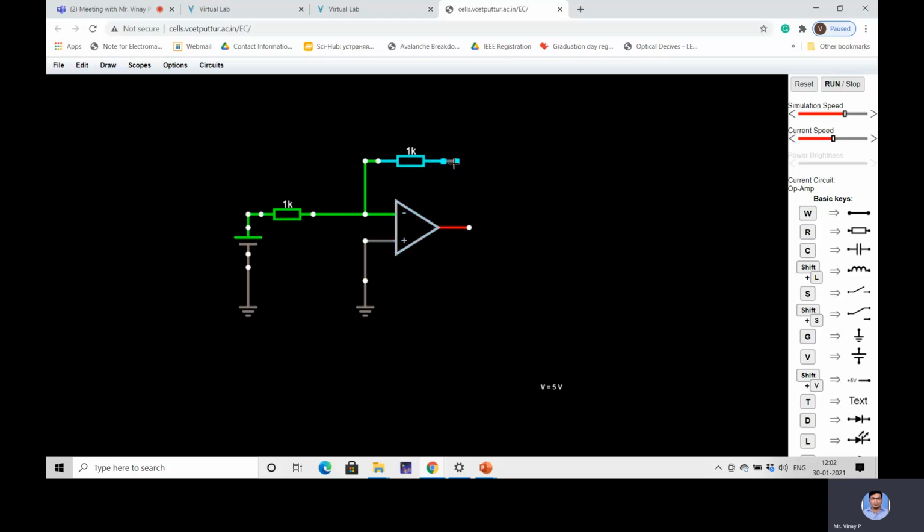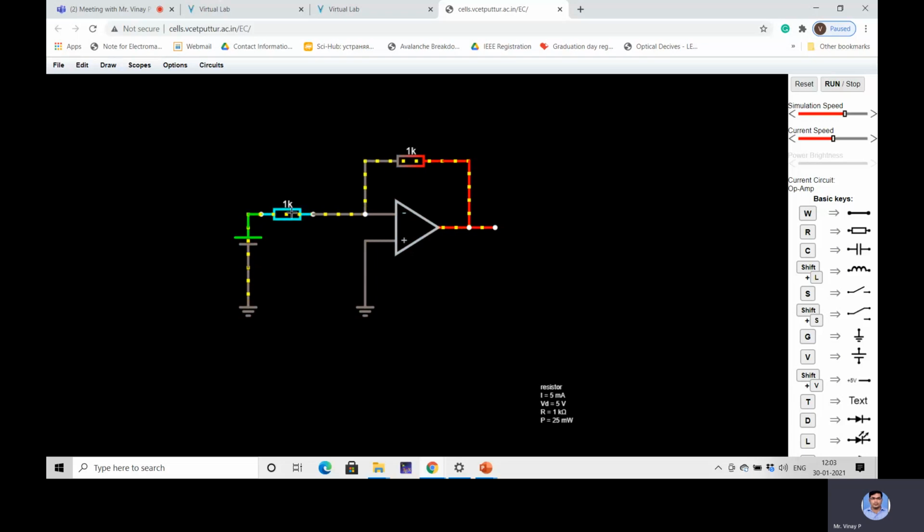Similarly, this output terminal, I'll connect it. The other end of the RF resistance is connected to the output terminal. Now in this I'll connect a wire to this output point also. So this is about the circuit connections.